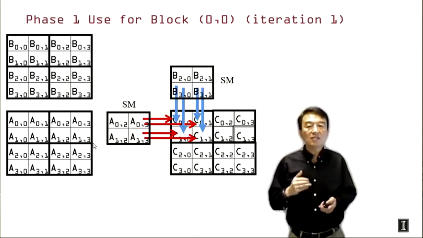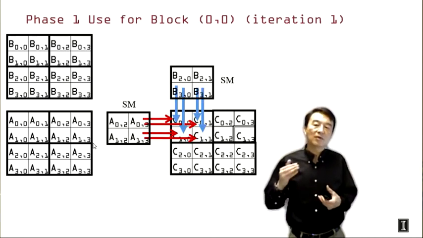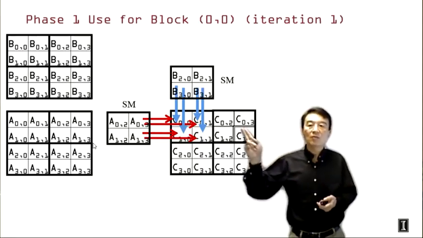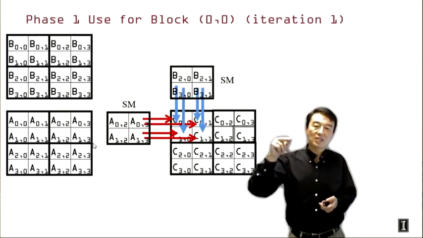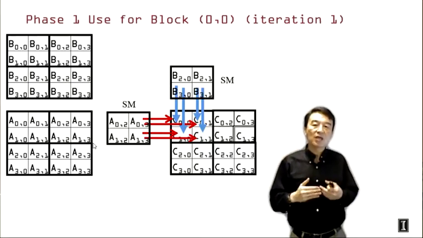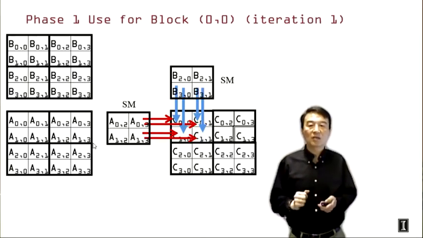So at the end of the second phase, every thread has used up 4 elements in this example, and every C element is now complete with the dot product result. And in the process, we load every global memory location once into the shared memory, but we use that same data twice out of the shared memory. So we cut down the memory traffic by 50% using this 2 by 2 tile configuration.